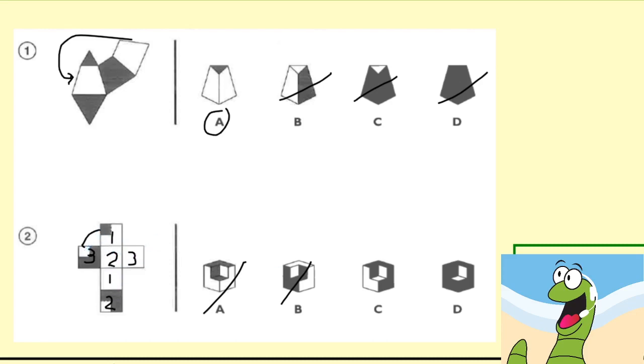And finally, the shape has two grey non-square faces, which are these, which rules out D, which has 3. So go from there, and the answer is C.